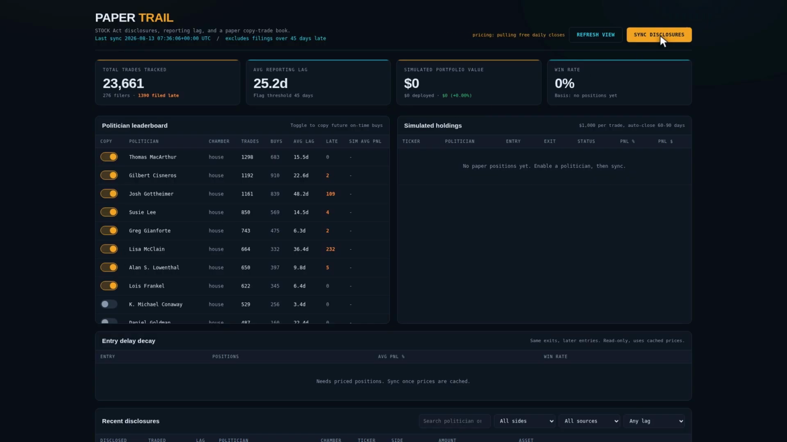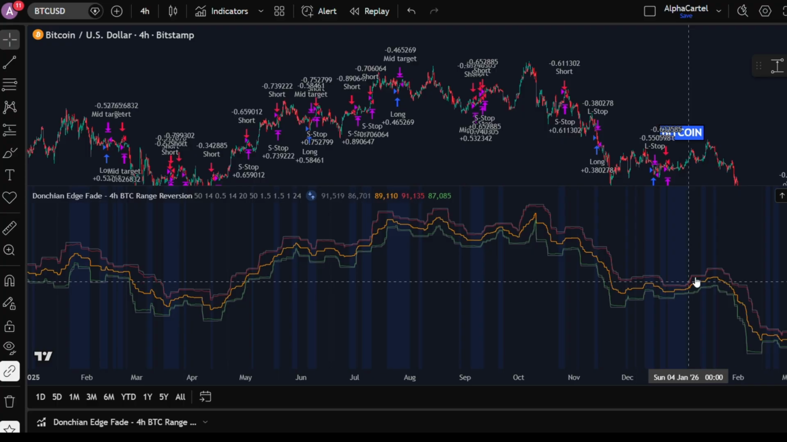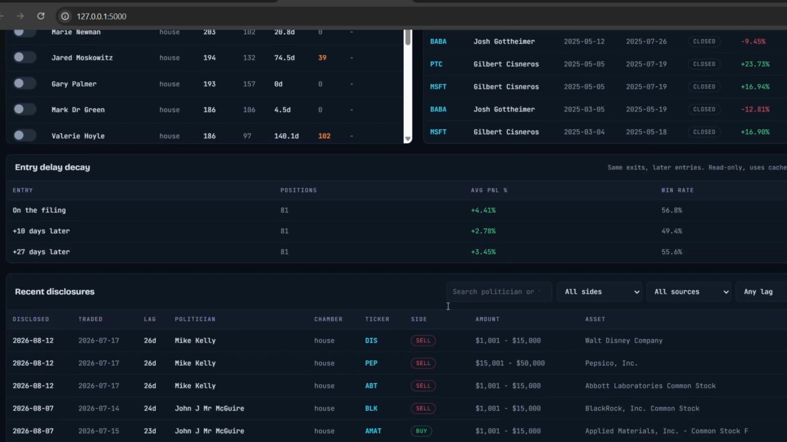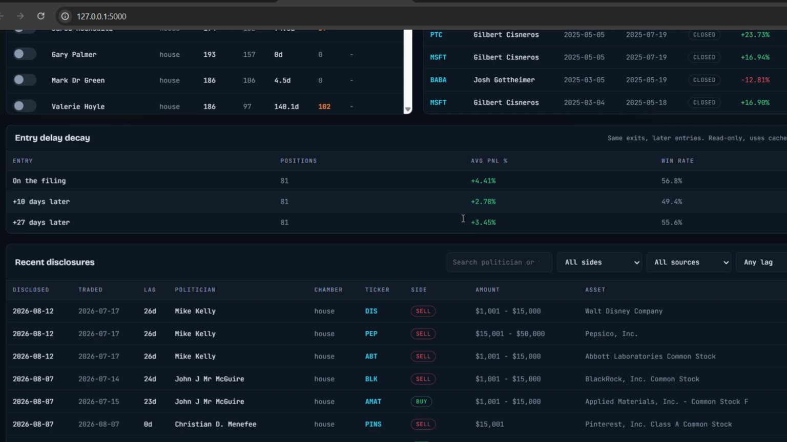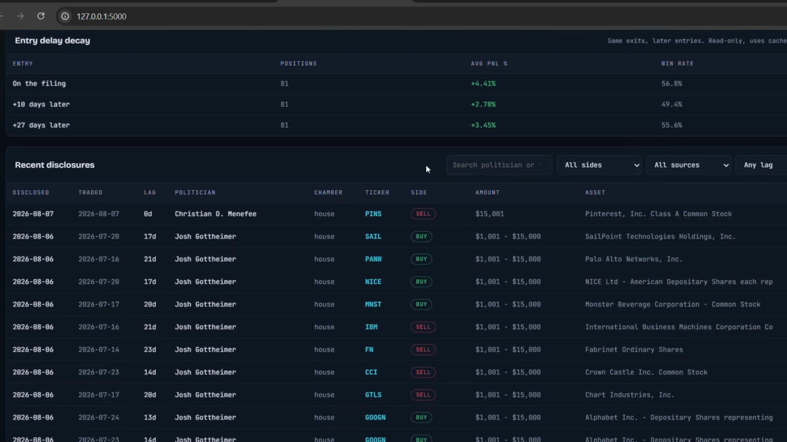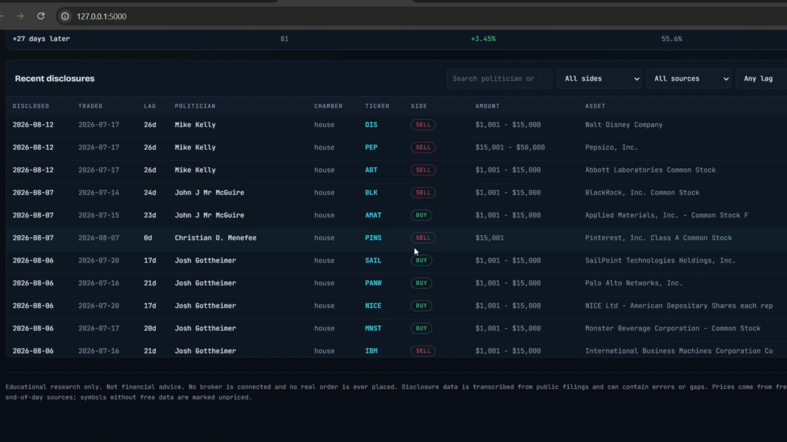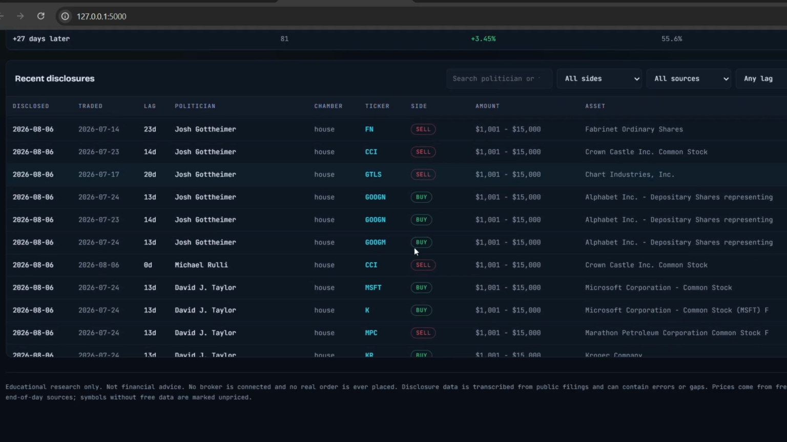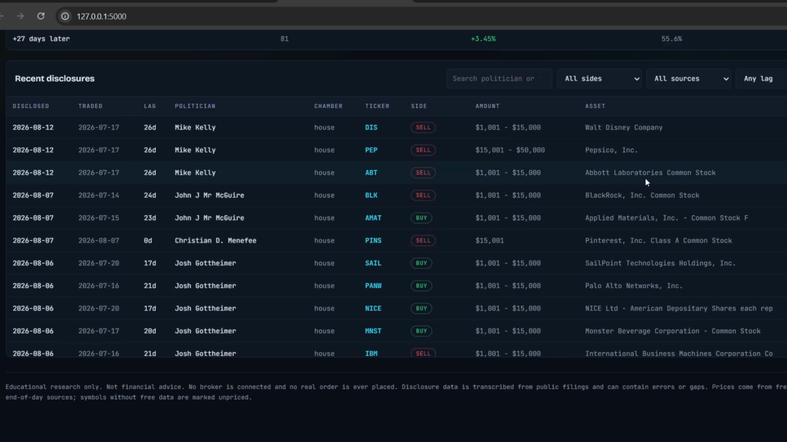And this view is worth the build on its own. Filter to late filings, and you are looking at the disclosures that arrived outside the window the law sets. Whatever conclusion you draw from that is yours to draw. The tool just makes it visible, and this is the table I would look at first. Entering on the filing date, 10 days later and 27 days later, over the same positions and the same exits. Whatever that spread looks like on your data is the actual finding of this build.